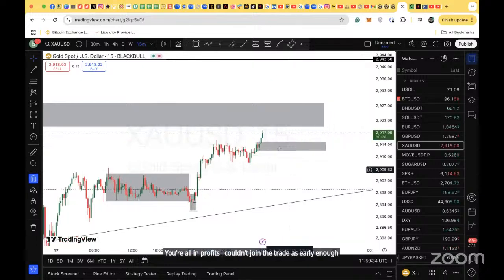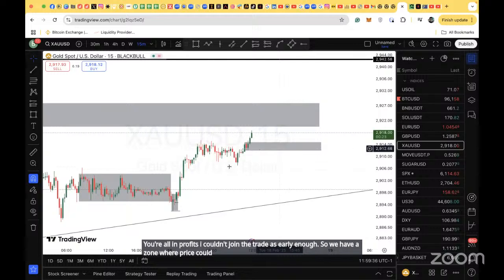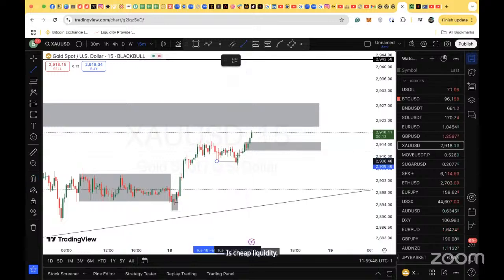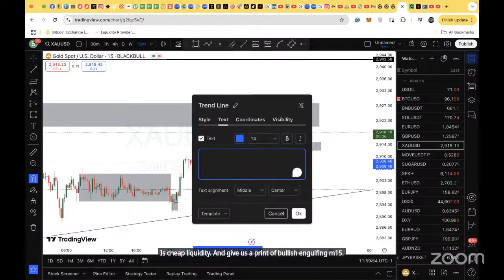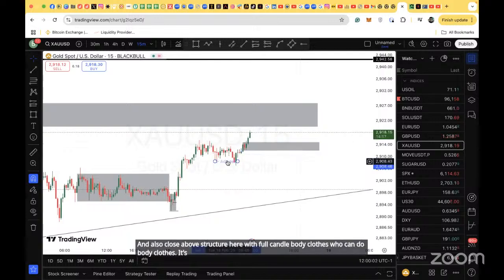So we have a zone where price could shoot up from. We already have a sweep of liquidity to the downside. This is a very powerful zone because it swept liquidity before it went up. It swept liquidity and gave us a print of bullish engulfing M15, and also a close above structure here with full candle body close. Full candle body close. This is a sweep of liquidity here.